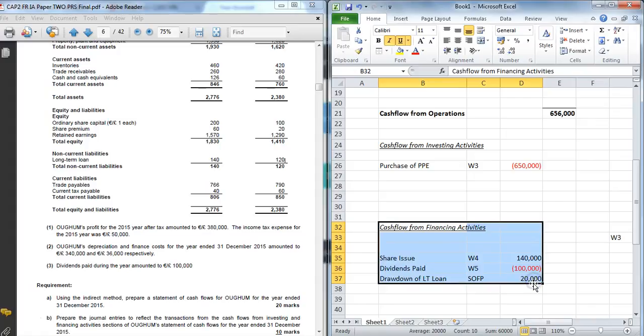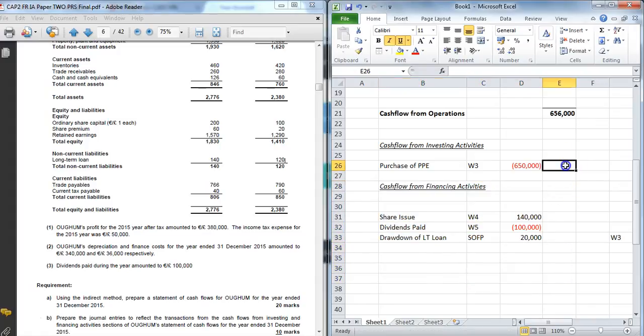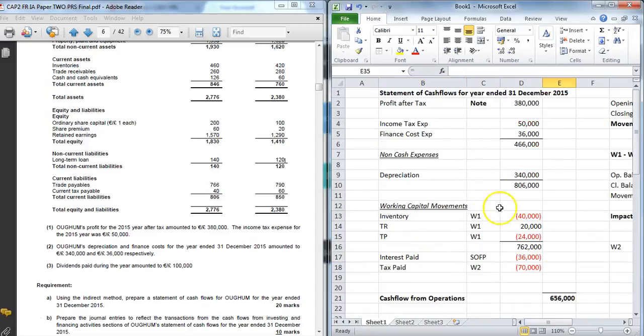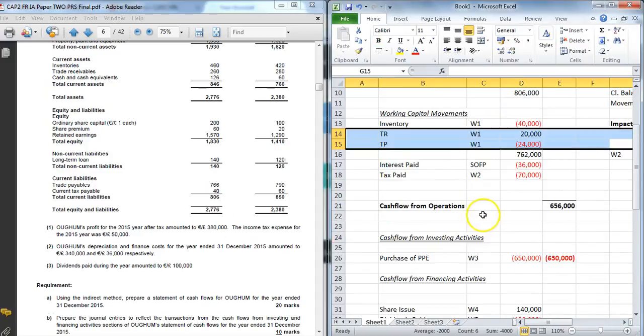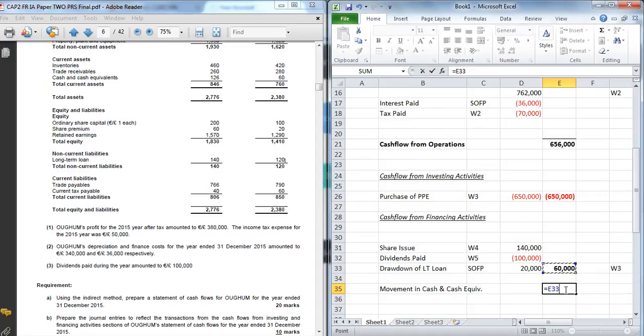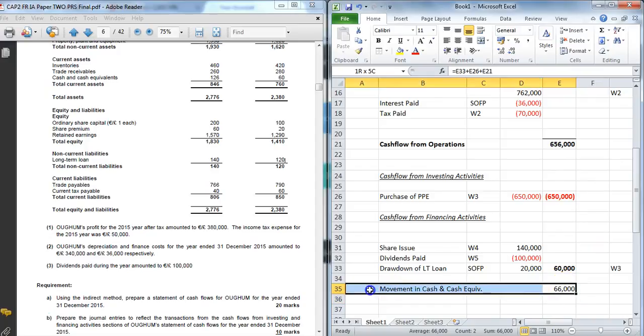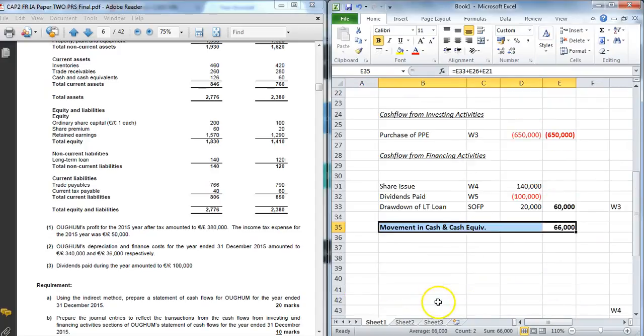So again, I'll just tidy this up because we didn't have any more. So actually now, our cash flow from investing activities for the year is minus 650, and our cash flow from financing activities is 60,000. So remember, we hoped that the movement in cash and cash equivalents for the year was, based on our initial calc, 66,000. And in this case, if we add them up, 60 minus 650 plus 656 gets us to 66. So thankfully we are on track, we know we're correct.